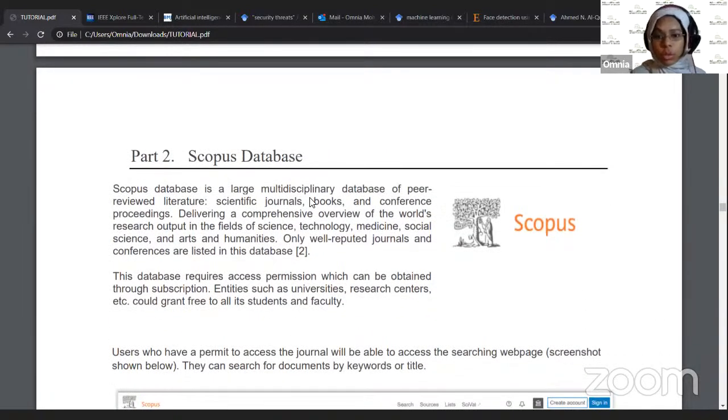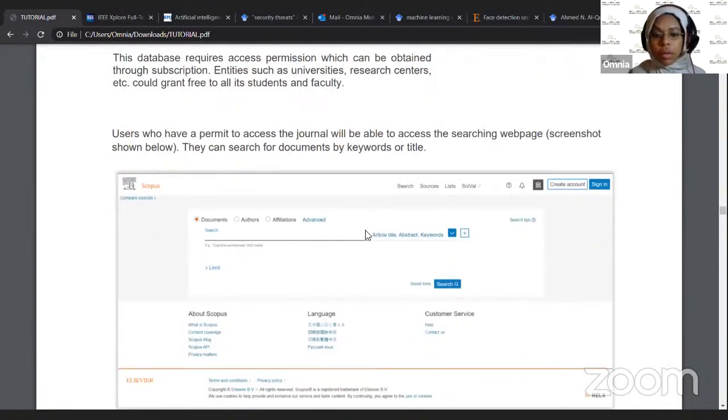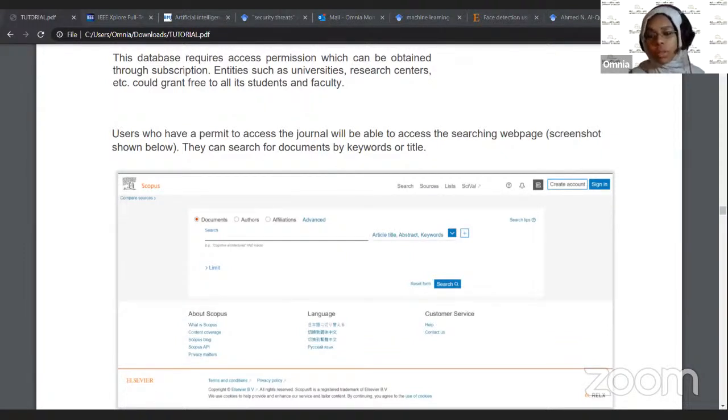There is another database that Dr. Hari also talked about, which is the Scopus database. It's worth noting that only well-reputed journals and conferences are listed in this database, which means that you will never have faulty information in it. It's always papers that got peer-reviewed and are 100% correct. Let's view how we can do the search in this tool. It is similar to Google Scholar, however, it is not open for everyone, as Dr. Ali said. However, you can always get access from your university.